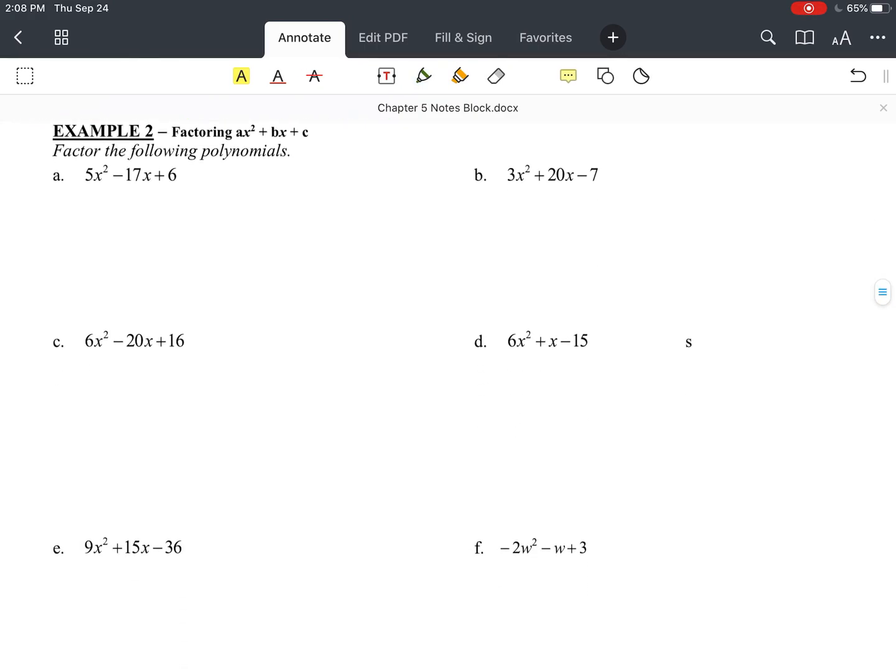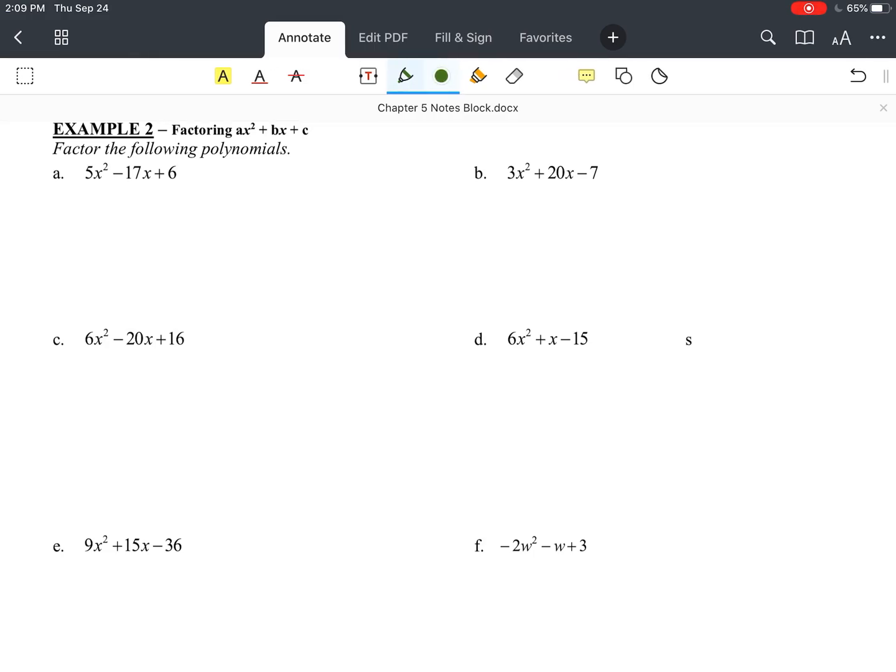But oftentimes, it's not going to be so friendly, and a won't be 1. So this is where we have to follow all of those steps to a T that are written on the first page. First, you always check to see if there's a GCF when your a isn't 1. I have a 5, a negative 17, and a 6. So there is no GCF here. So I don't have to divide anything out to begin with. So I'm going to start by drawing my x.